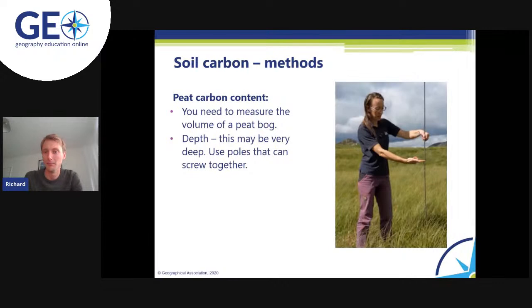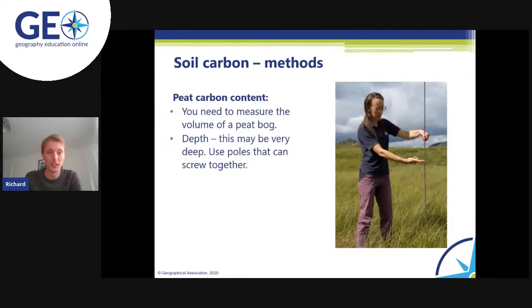So you can get poles, like in this photograph on the right-hand side, that you can just put down into a bog. It's very soft. Anything will easily just slide into it, and then you can measure how deep it is. What we use at the centre I teach at is threaded bar, which is a big pole with a screw thread on it. You can screw the poles together.